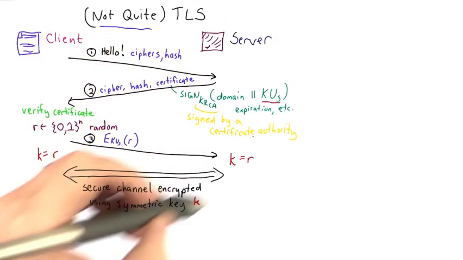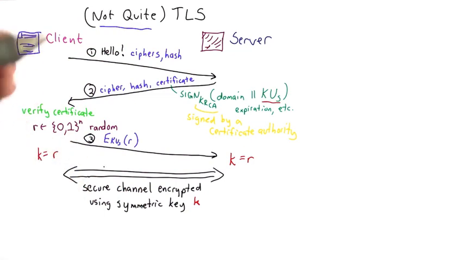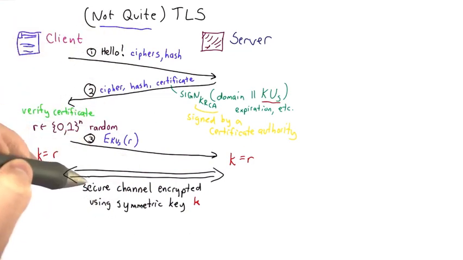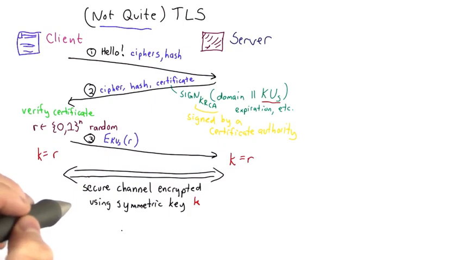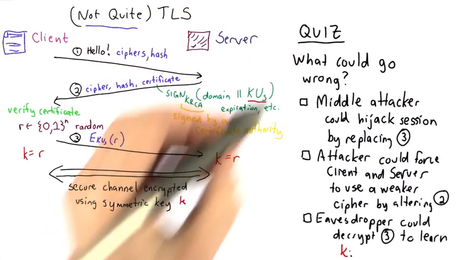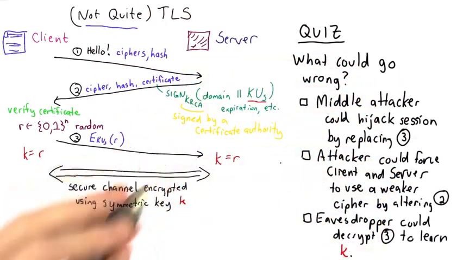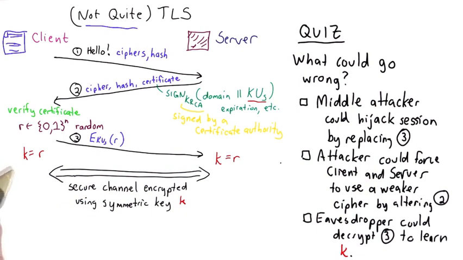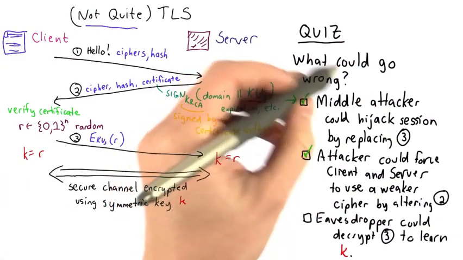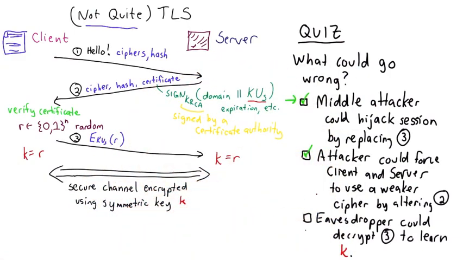So now I want to ask a few questions about this protocol to see that you can understand some of the things that could go wrong with this simplified version of TLS. So here's some possibilities, and keep in mind the threat model that we introduced earlier. We're assuming an active attacker with limited computational power. Check all of the things that we should be worried about going wrong the way the protocol is specified here. So I think the best answer is the first two, but not the third.